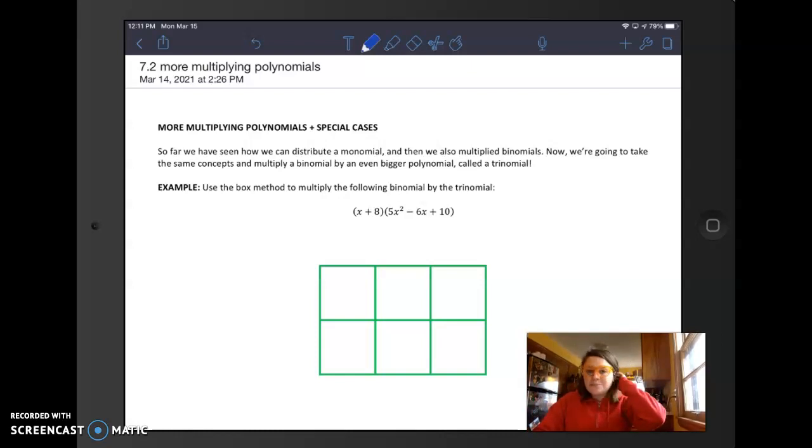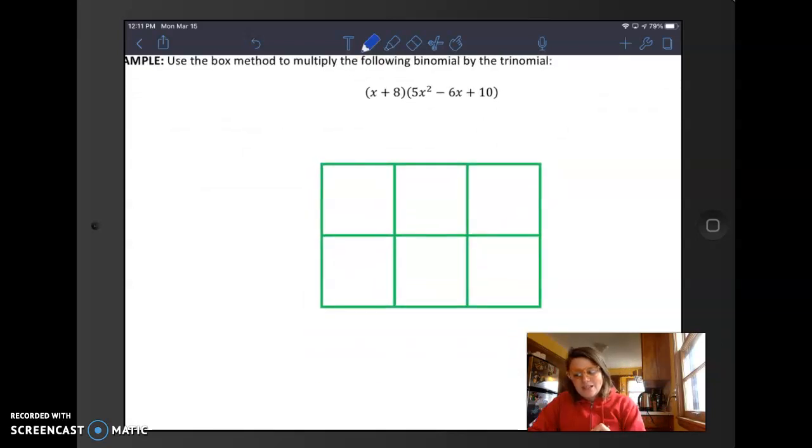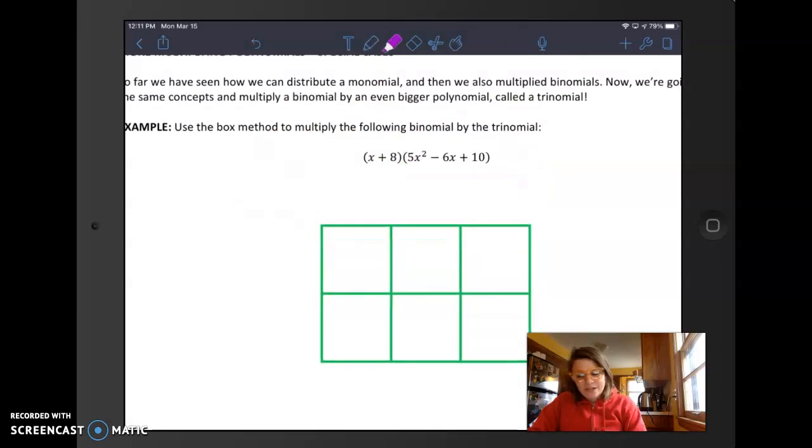All right, so let's do this first example together. I want to make sure we understand a little bit of the vocabulary. We have a multiplying the following binomial. This is a binomial because there are two parts to it, just like a bicycle has two wheels. And we're multiplying it by a trinomial, that is this, because it has three parts to it, just like a tricycle would have three wheels.